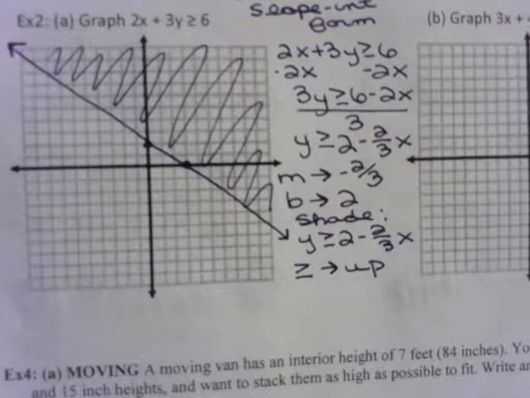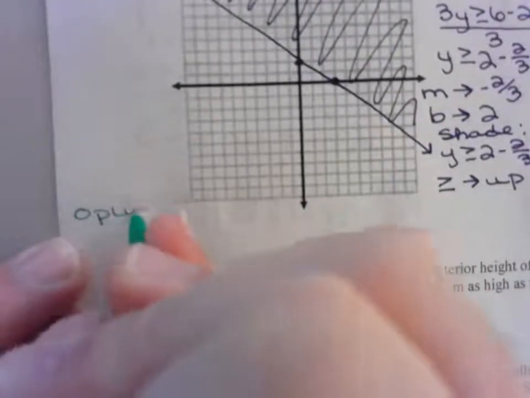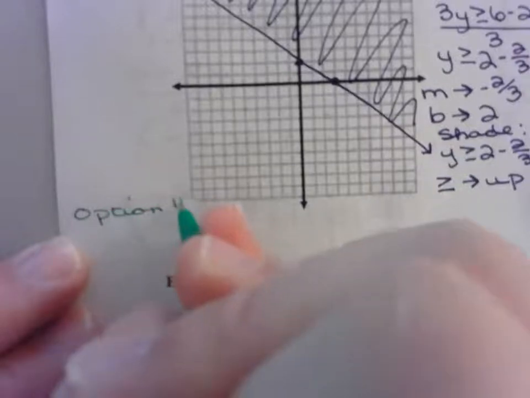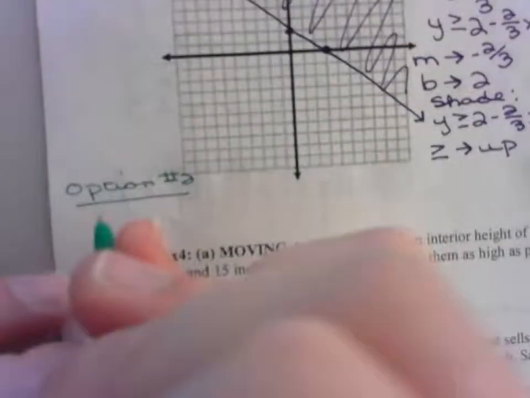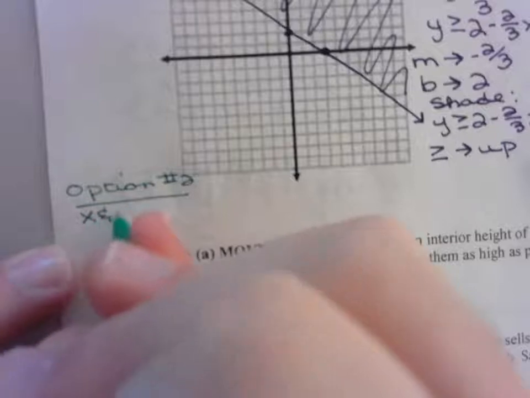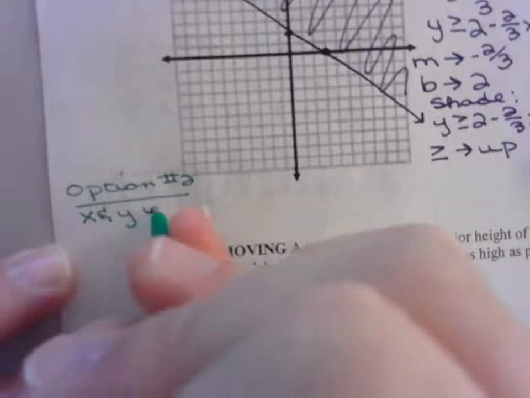Okay, second option. We are going to use x and y intercepts. So down here, I don't care where, down here if you want to. Option 2. I want you to write both down, and you can choose which one you like better for your homework. You don't have to do both for your homework. Don't do both. That's stupid. Just choose one. Option 2: x and y intercepts.